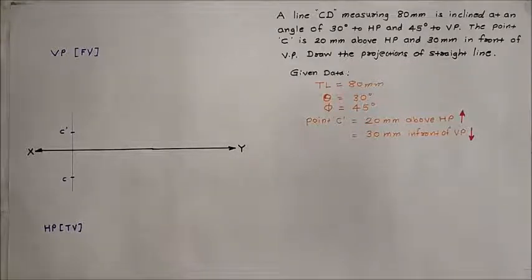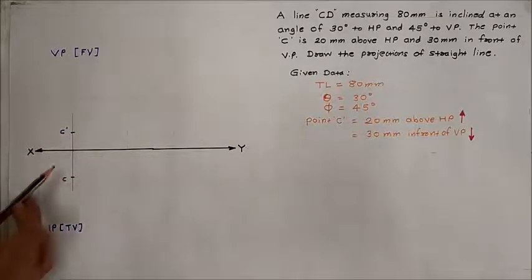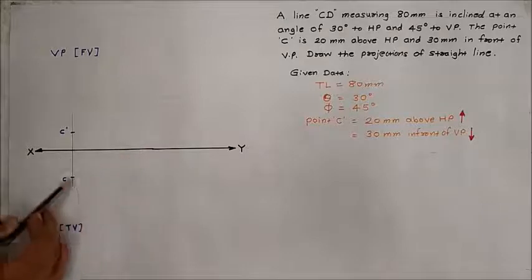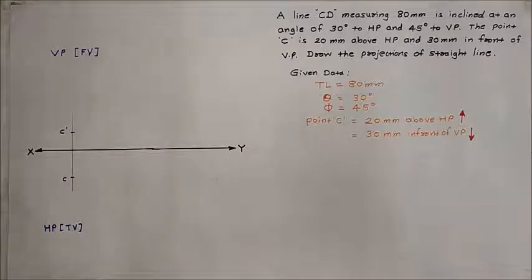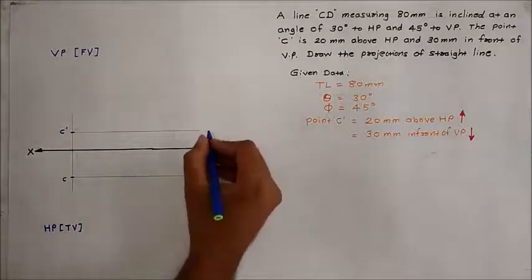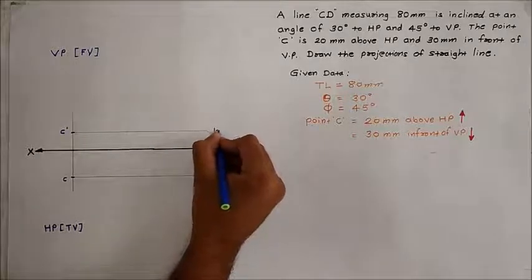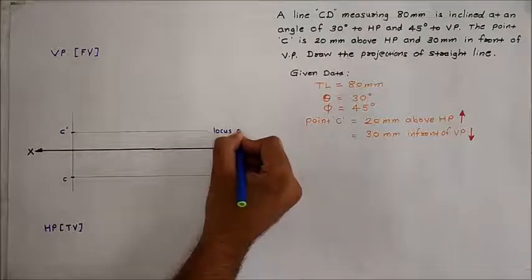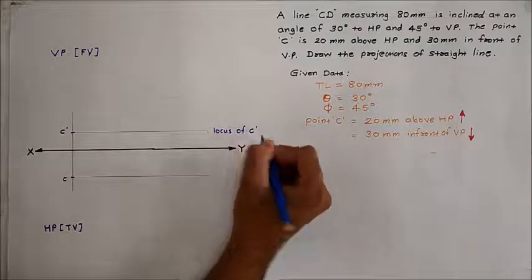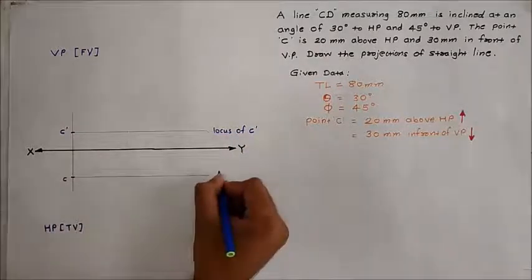After that, we have to locate the locus of C dash and C. For locating the locus, draw a line parallel to the XY line which passes through C dash. Similarly, draw a line parallel to the XY line which passes through C. Give the nomenclature to those projection lines as locus of point C dash and locus of point C. So this line is the locus of C dash.